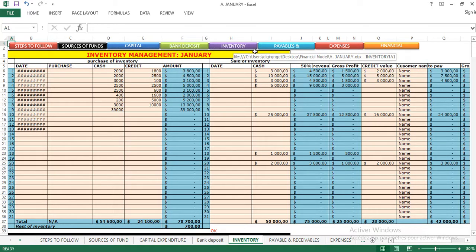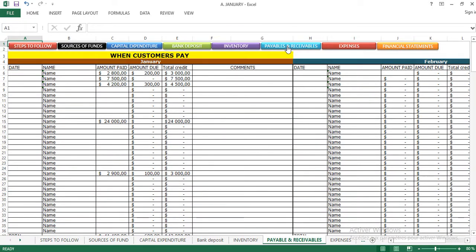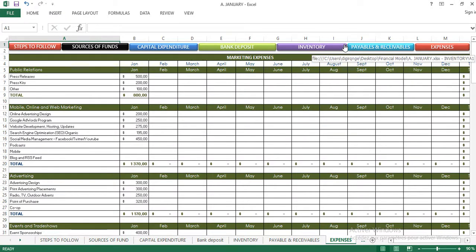You have inventory. I will explain all that. You have payables. Payables means liabilities, the money you have to pay, the money you have taken on loan. And you have expenses for the business to run properly. You need to have some expenses. You have to pay salary. You have to pay marketing fees and all that.